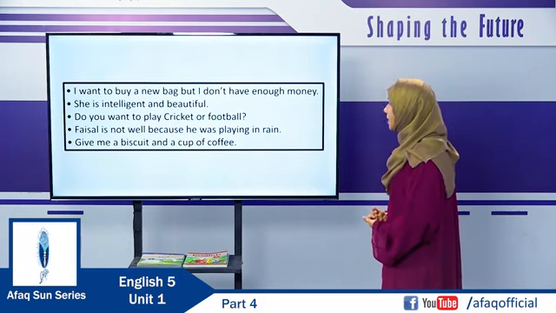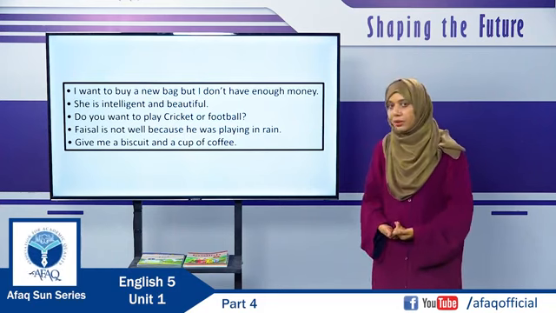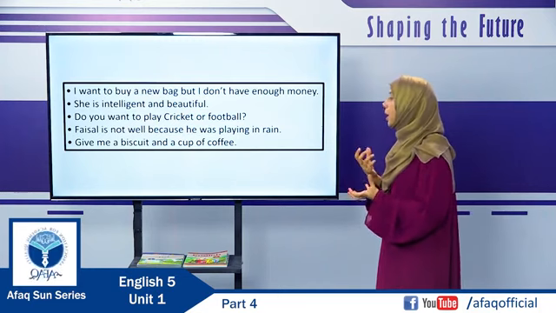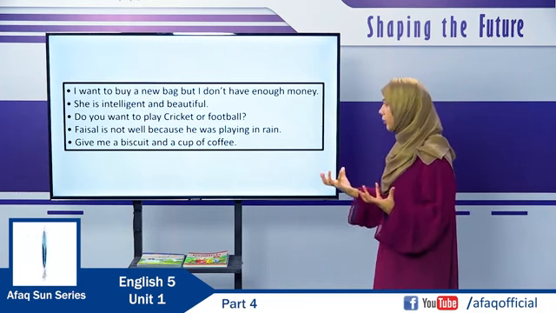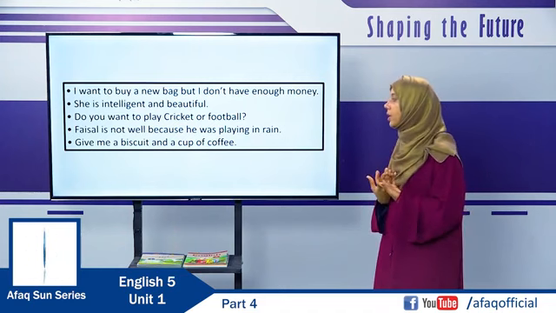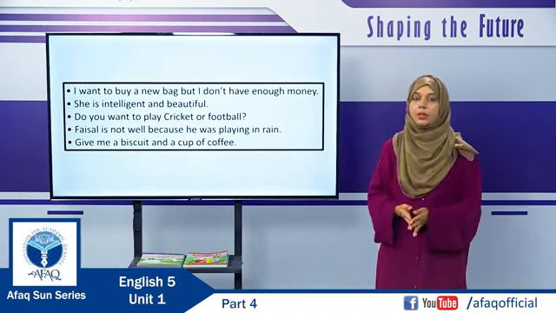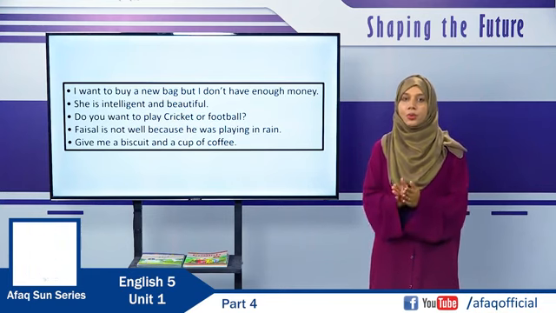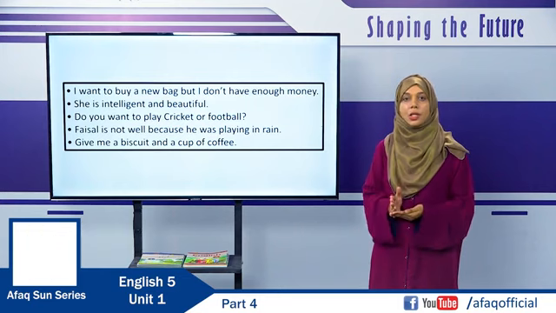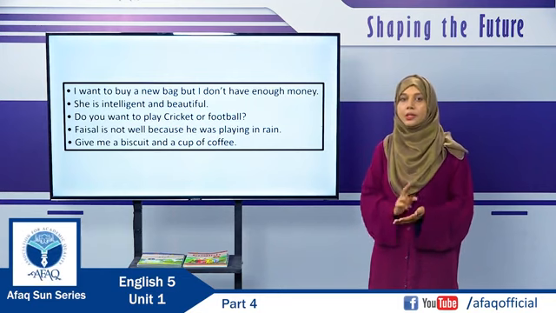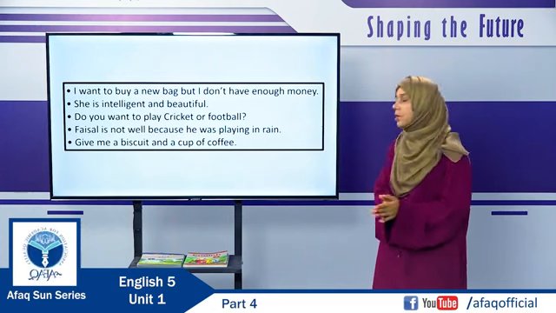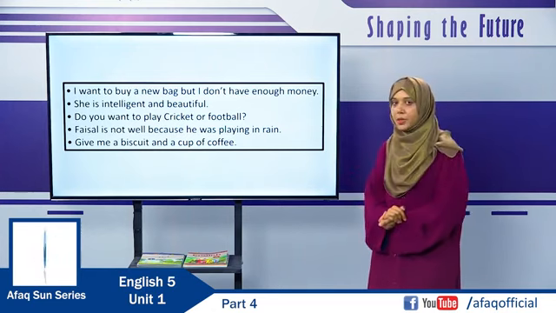Give me a biscuit and a cup of coffee. So here two phrases have been combined together, a biscuit and a cup of coffee. These are two phrases that have been joined together with and. So we can use conjunctions to join two sentences. Conjunctions can also be used to join two words, and they can also be used to join two phrases, as you have seen in these 5 examples.